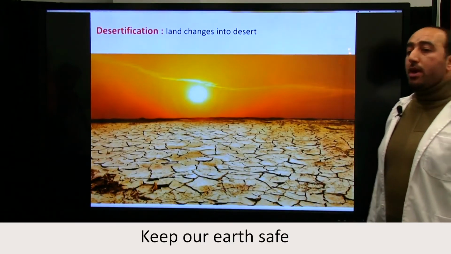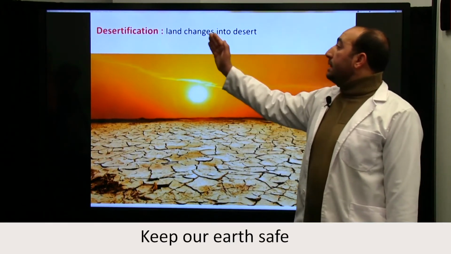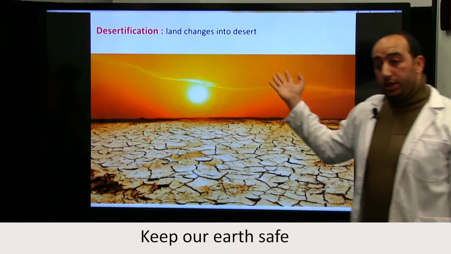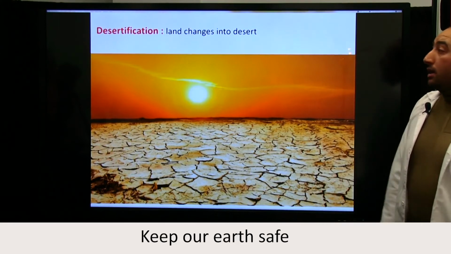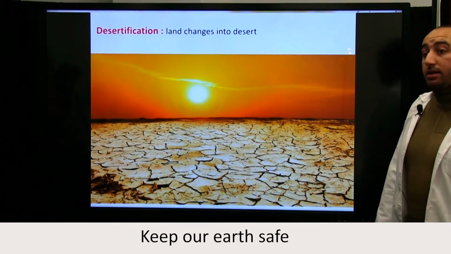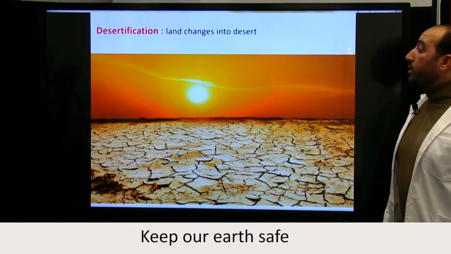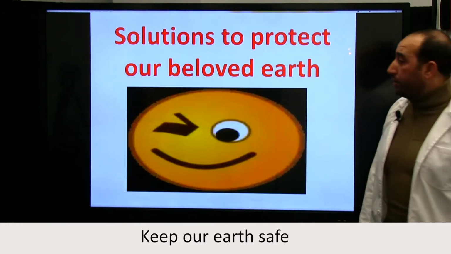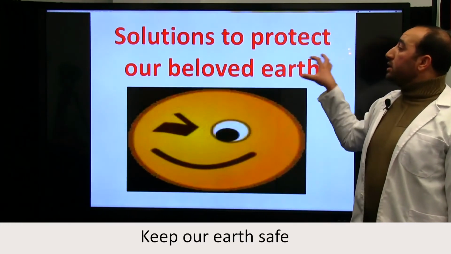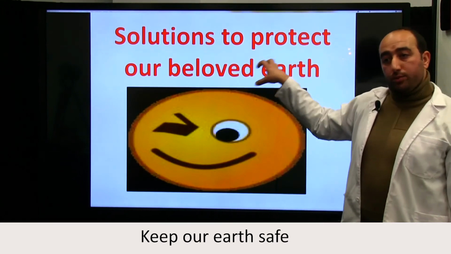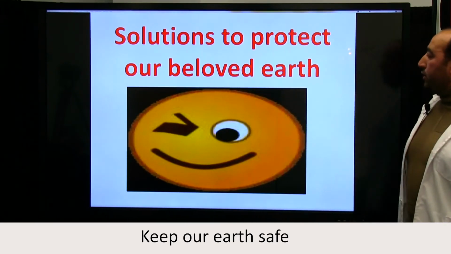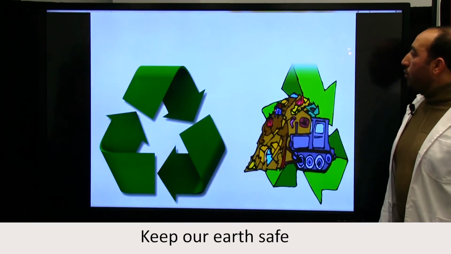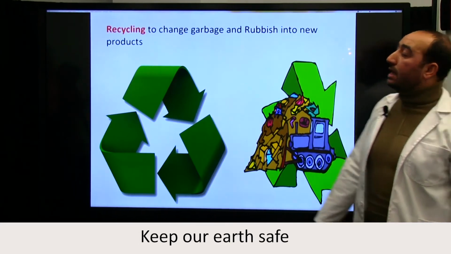Desertification. What do we mean by desertification? Land changes into desert because of the constant lack of rain, and also because of climate change. These are some solutions to protect our beloved planet Earth. One of the solutions is recycling.